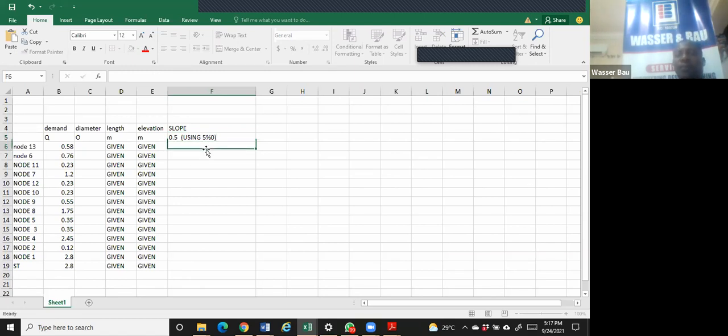Are you together? So when I say a slope of 0.5, but if I want to use this chart, I'm going to read it up against 5, because the slope is in per mil, per thousand, per kilometer.